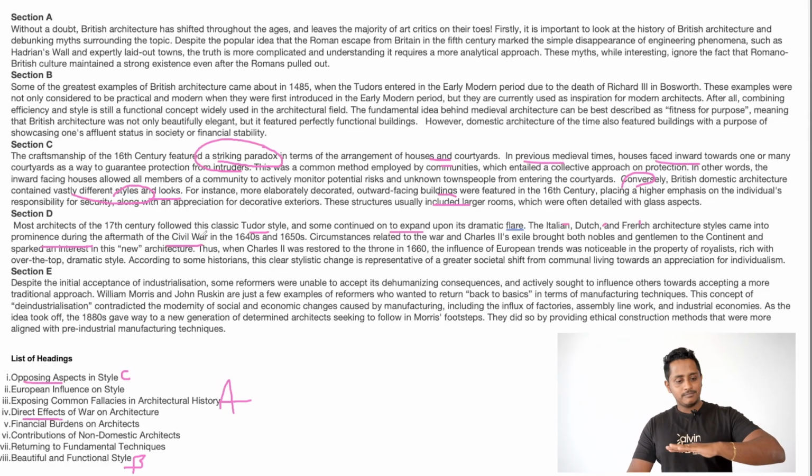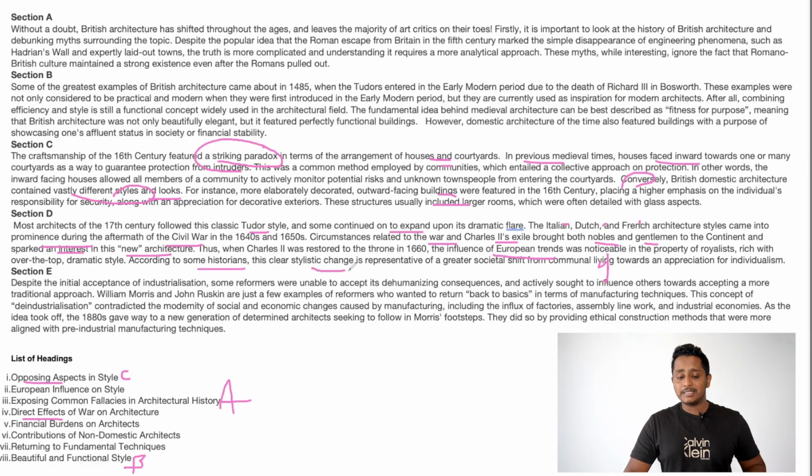Aftermath of means after the Civil War, circumstances related to the war and Charles' exile brought nobles and gentlemen to the continent and sparked an interest in this new architecture. Okay, when Charles II was restored, influence of European trends was noticeable. Okay, and the property of royalists, rich, according to some historians, this clear stylistic change is representative of the great societal shift from communal living standards and appreciation for individualism. So perhaps they're talking about aftermath of war, but don't you think aftermath of war is ended here, that's it.